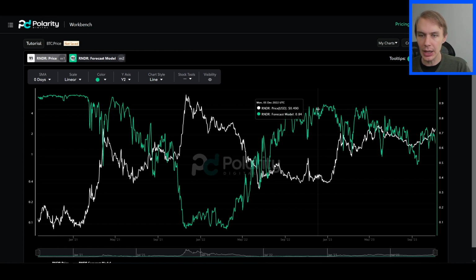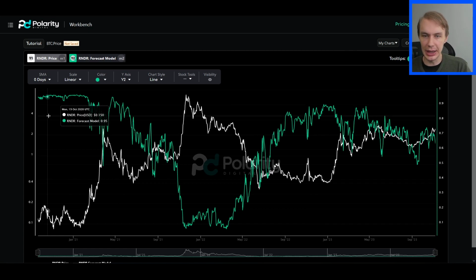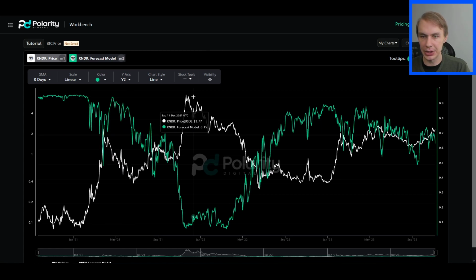And so basically what you can see is that in the past, in these bullish times, you'll have the forecast model just very elevated. Here it's plastered to the top as we were about to go into this big bull move here, and then it stayed elevated through these levels as we moved up.